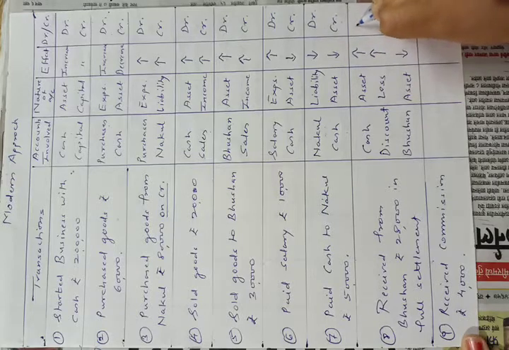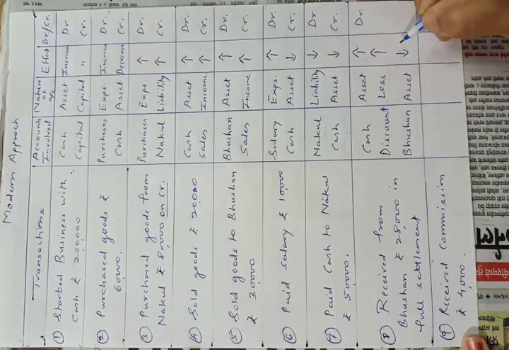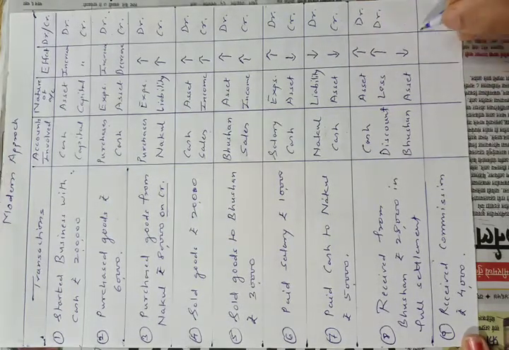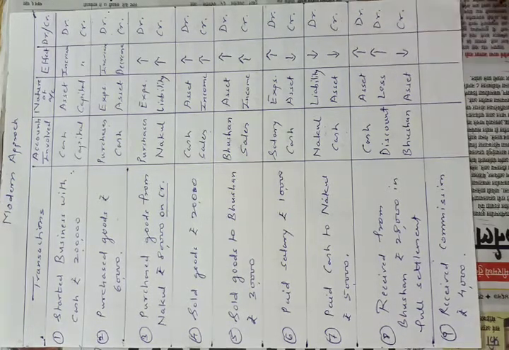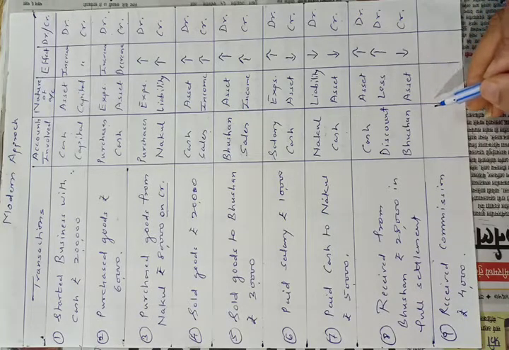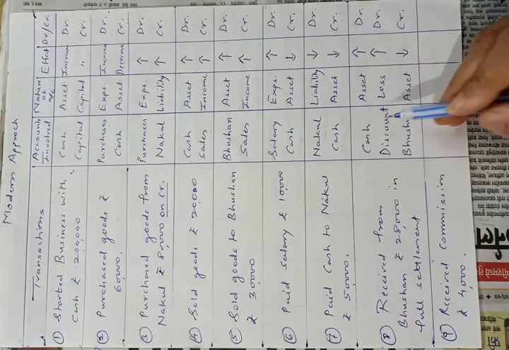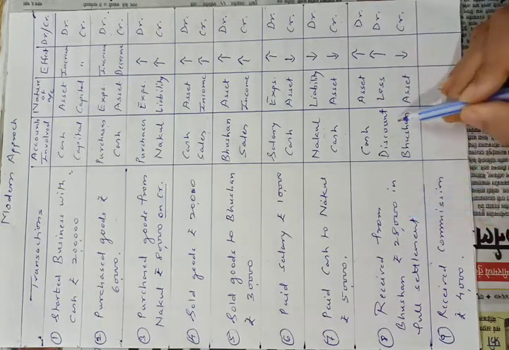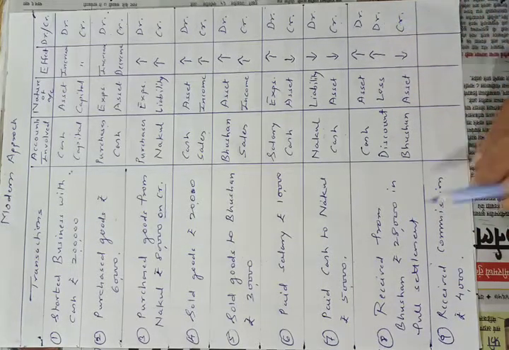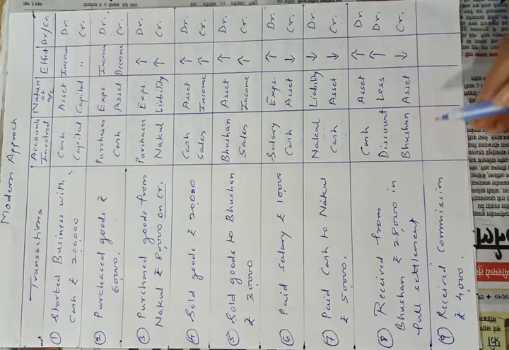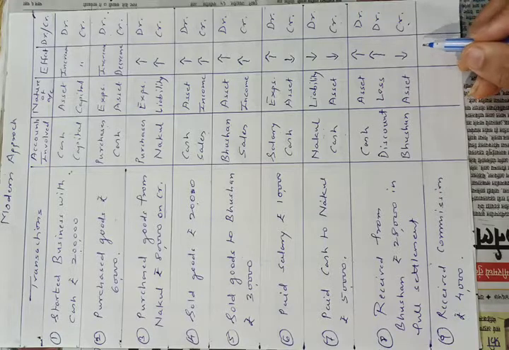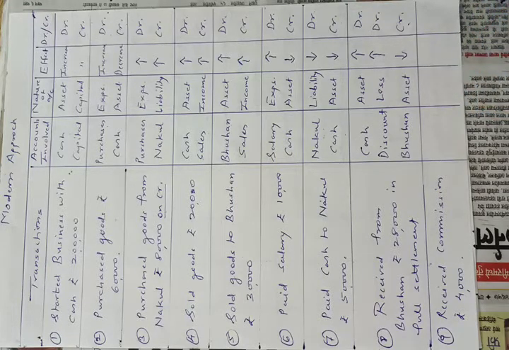As our asset increases, cash account will be debited. As our loss increases, discount account also will be debited, and as our asset decreases, Bhushan's account will be credited. So in this transaction, cash account will be debited by rupees 28,000, that is amount received. Discount account will be debited by rupees 2,000, which is our loss, and Bhushan's account will be credited by rupees 30,000 because the account was settled worth rupees 30,000. Okay.